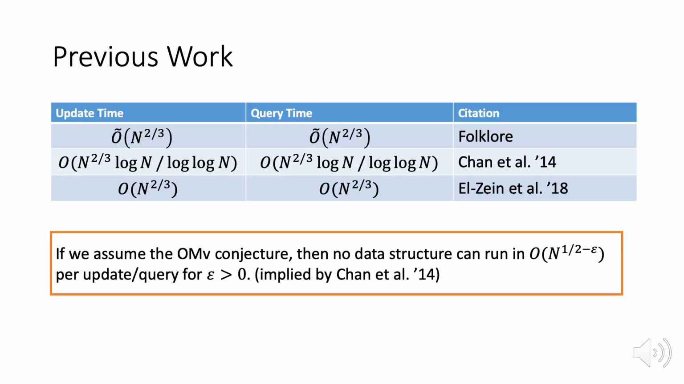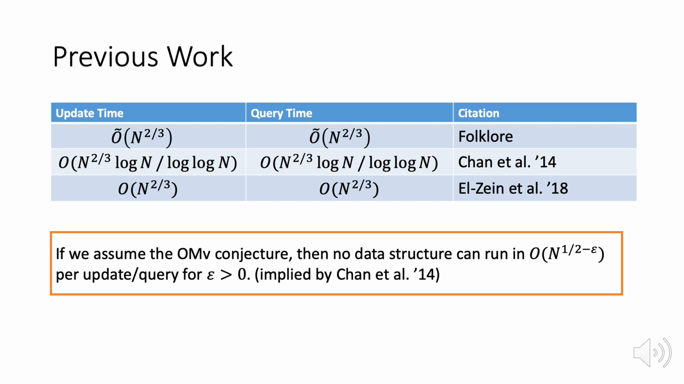There are some previous works on dynamic range mode. It was known that we can do both the update and query in Õ(n^{2/3}) time, where Õ in this presentation hides polylogarithmic factors. In the Chan et al. '14 paper, they shaved some log n factors from this classical algorithm, and in the Yinzhan et al. '18 paper, they removed all log n factors and achieved O(n^{2/3}) time for both update and query.